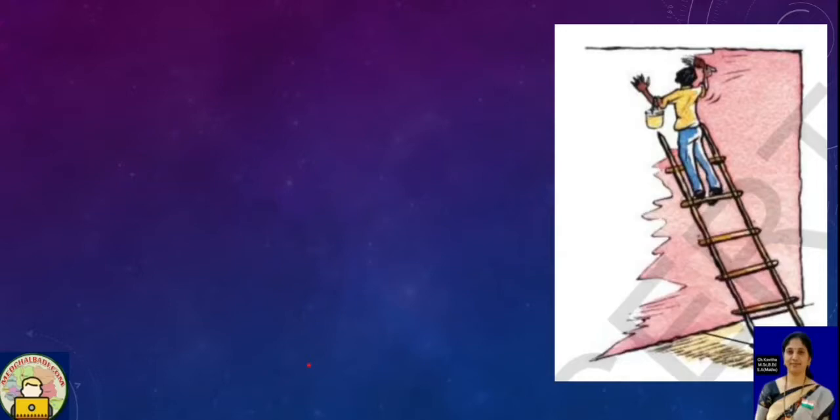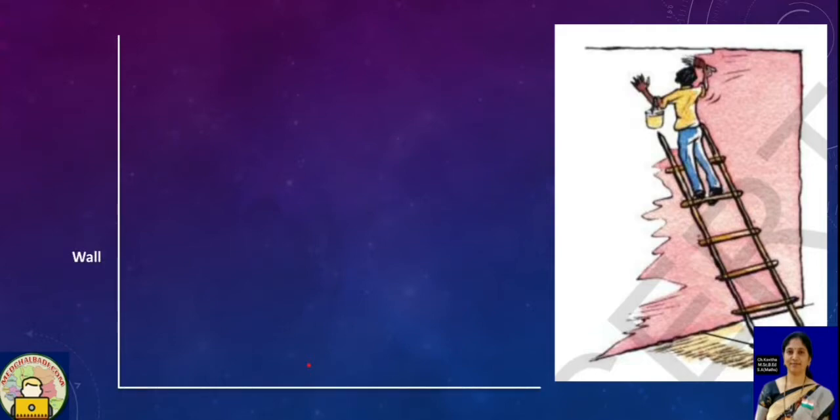Just we can draw like this. If you want to draw the picture, we can draw a wall with a line. This is the wall, and this line indicates the ground, and this is the ladder. Here, the ladder position, he is painting at position 1.